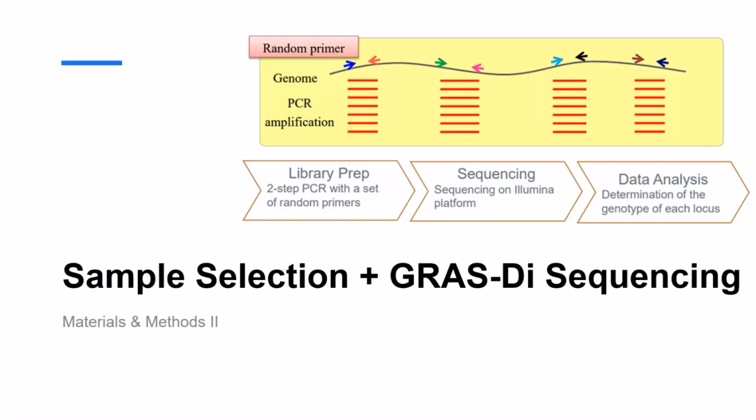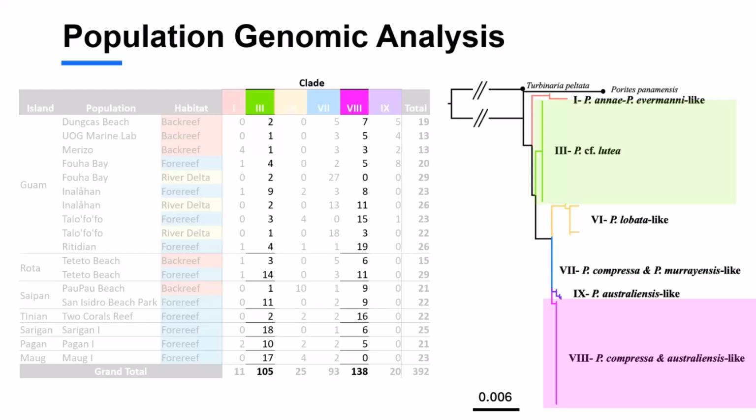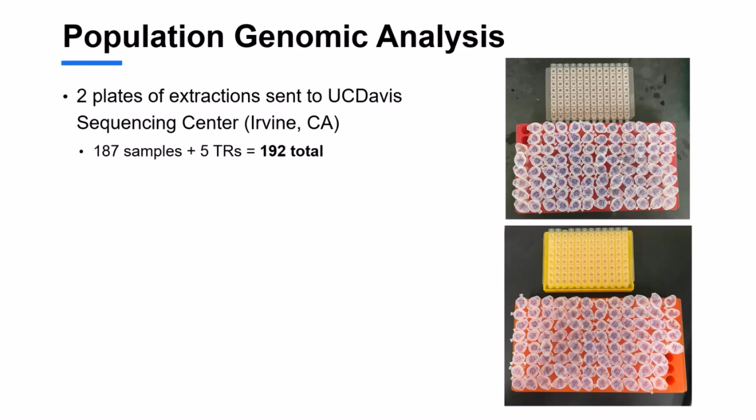So, now that we know where our clades are located, let's take these results a little bit deeper. As a reminder, here's that cladal distribution, but I want to draw your attention to 2 clades in particular, that being clades 3 and clades 8. As you can see, taken together, they represent the vast majority of the samples that were collected as a result of these sampling efforts. And so, based on the high numbers in these populations, we can conduct population genetic analysis. So to do that, I sent 2 plates of extracted DNA from these corals to UC Davis Sequencing Center in Irvine, California, which represented 187 samples, as well as 5 technical replicates for a total of 192 samples.